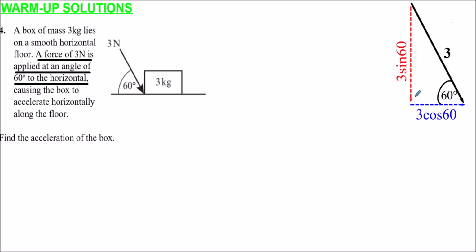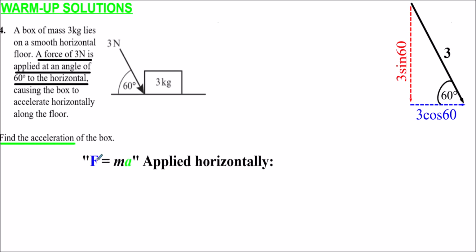And so because we're only concerning ourselves with the horizontal components, all we need to do is think about the 3 cosine 60 component. So we're just looking at the 3 cos 60. So ultimately the question is to find the acceleration of the box. So let's now apply Newton's second law, F equals ma horizontally. So the horizontal force is 3 cosine 60. Mass is 3. Acceleration is what we're trying to find.